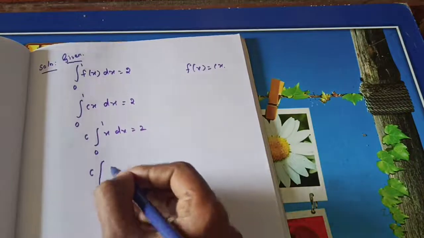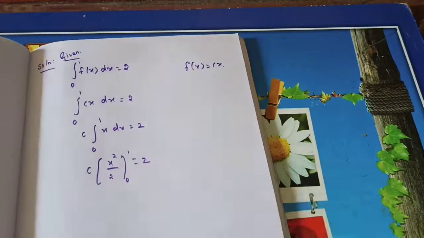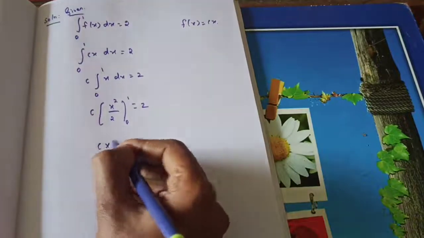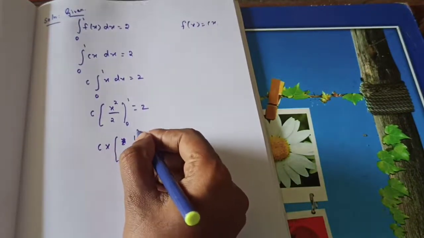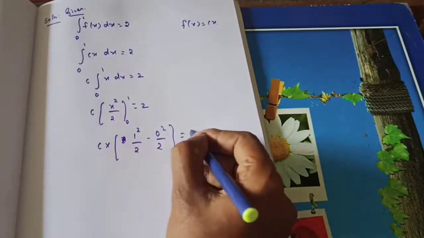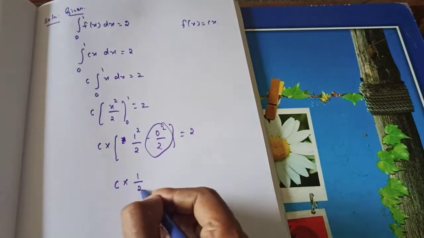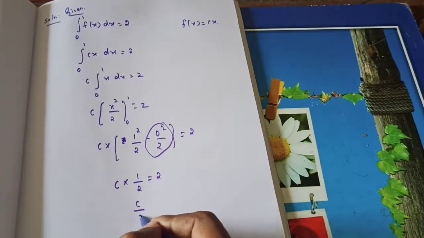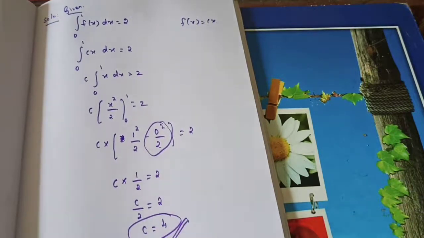Now integrate: c into x square by 2, 0 to 1 equal to 2. So c into, now apply the limit x for 1, is it right? So 1 square by 2 minus 0 square by 2 is equal to 2. So this will become 0. So c into 1 by 2 equal to 2. So c by 2 equal to 2. So c is equal to 4. This is the required answer.